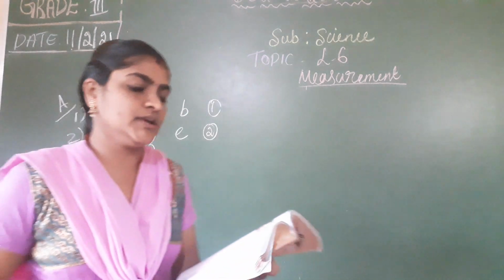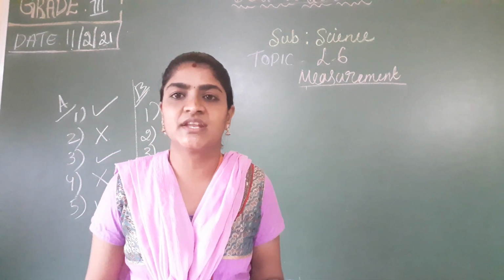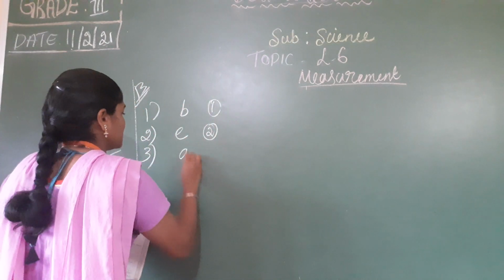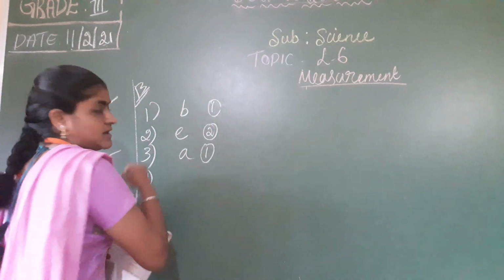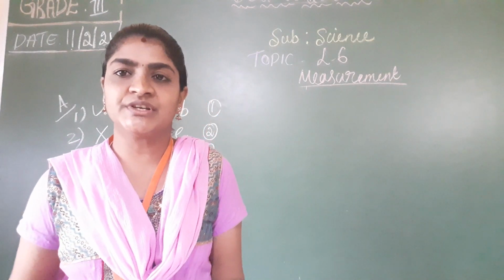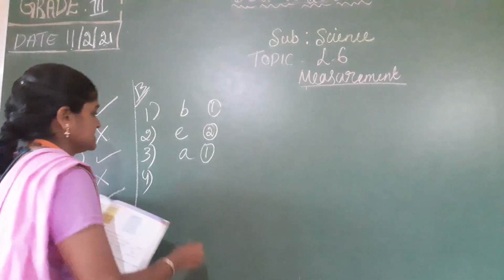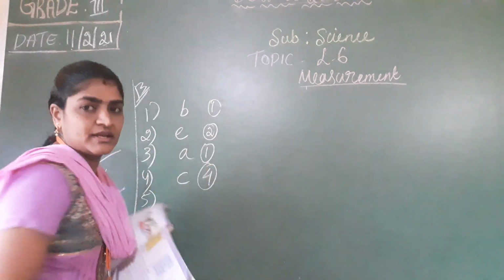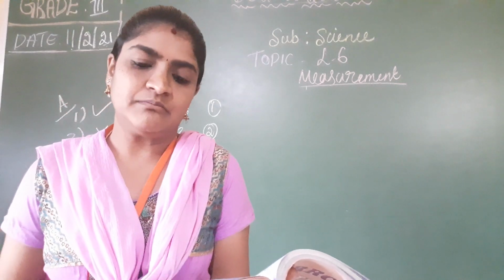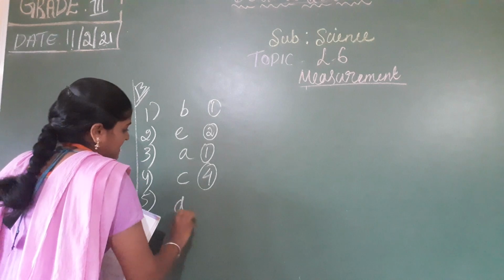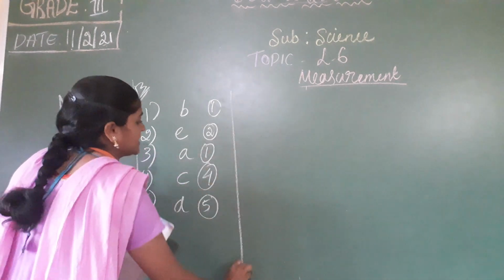Okay, and the third one, weight. The weight we always measure in kilograms. That is called kg. So next to A, you can mention number 1. Next, temperature we can measure in degrees. The answer is next to C. You have to mention number 4. Next, fifth one, time. Time we can measure with the help of second. So next to D, you have to mention number 5.